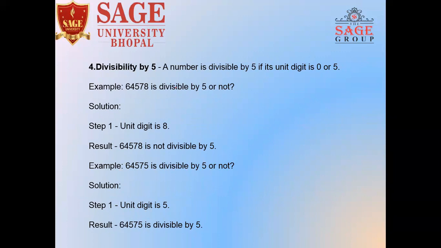Divisibility by 5. A number is divisible by 5 only if its unit digit is either 5 or 0. If we see the last digit is 8, then it is not divisible by 5. If the last digit is 5, then it is divisible by 5. So the unit digit may be 0 or 5 for divisibility by 5.